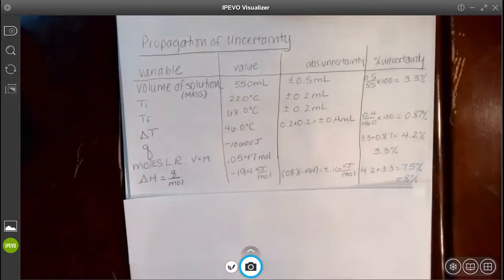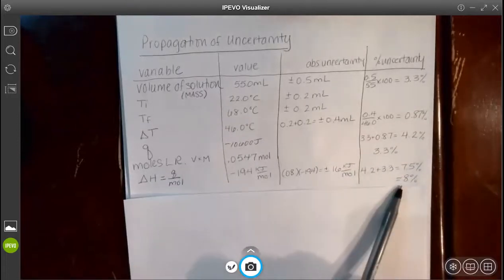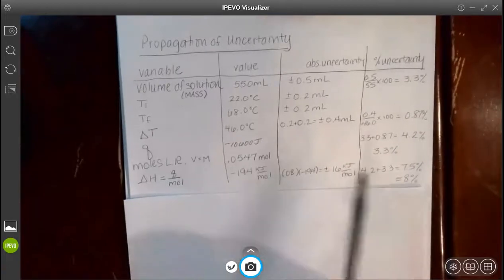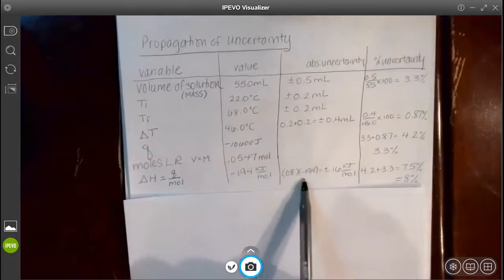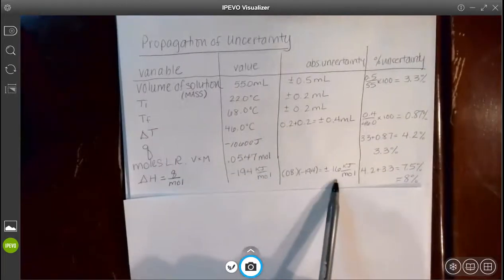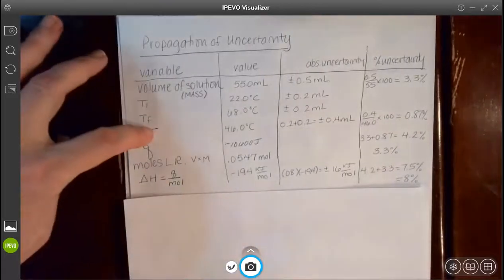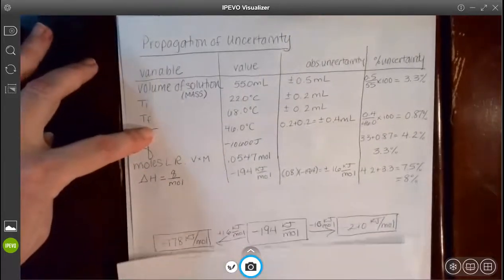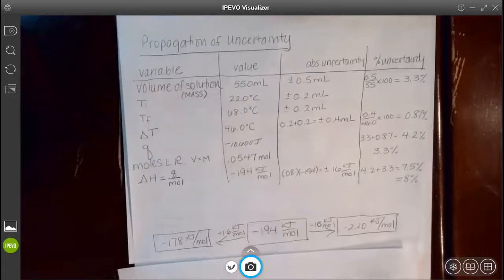And remember, when your overall percent uncertainty is greater than 2%, you round to 1 sig fig. So 8%. What is 8% of my answer for enthalpy? It's plus or minus 16 kilojoules per mole. And so my final representation is to show the box, my answer in the middle, and my range of uncertainty.